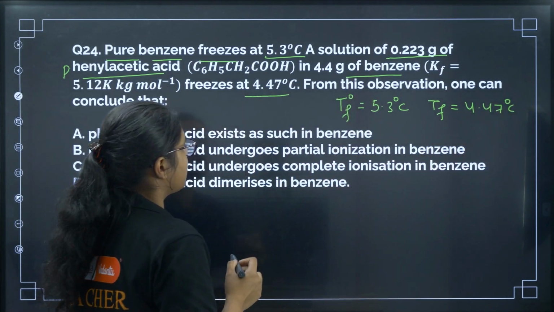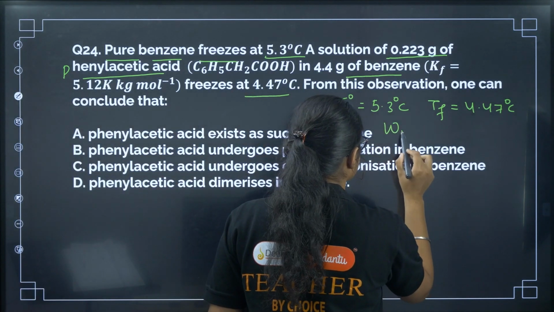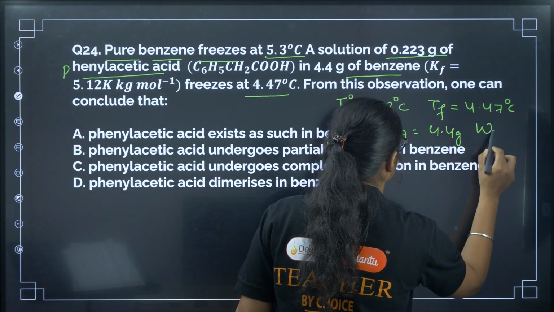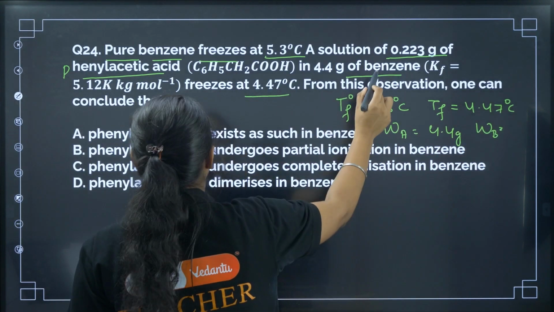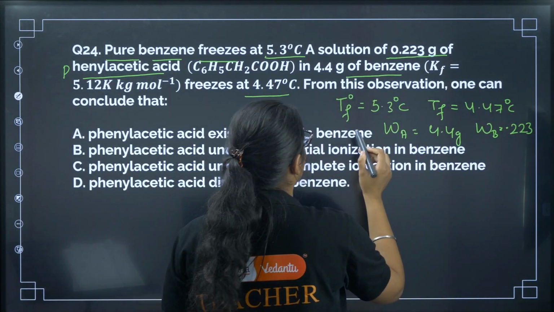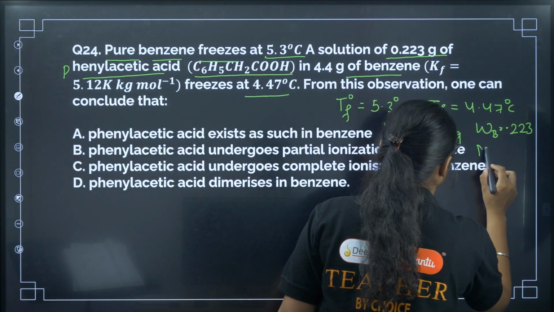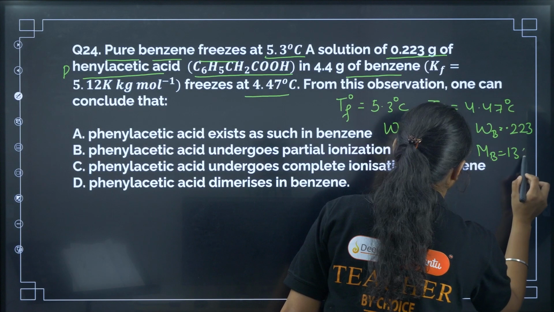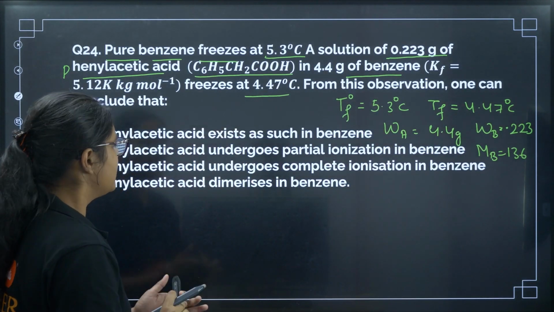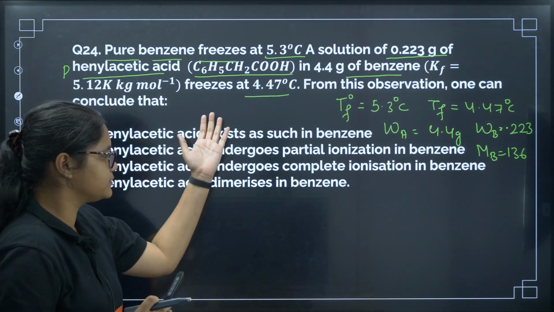Next, whatever is given, the mass of the solvent is 4.4 gram. And the mass of the solute we have been given is 0.223 gram. Now, if you calculate the molar mass of phenyl acetic acid, C6H5CH2COOH, you will get around 136 gram. Now, we can calculate from the options. You can see that there must be some dimerization or some association or dissociation, right? The options are in such a way.